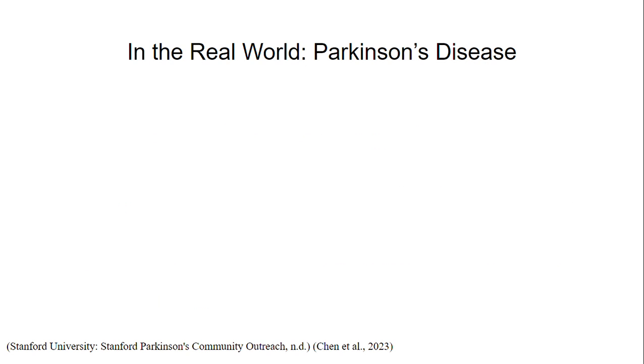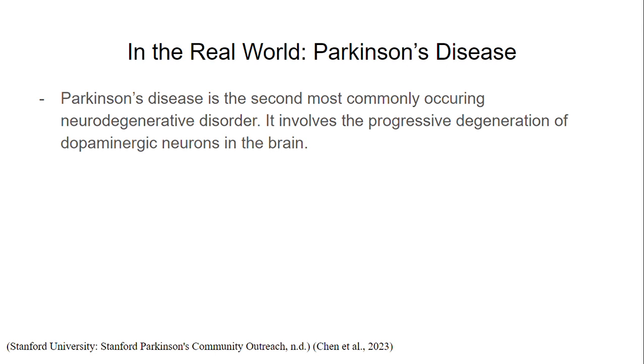The next real-world application of ion channels and neuronal communication is in Parkinson's disease. Parkinson's disease is the second most commonly occurring neurodegenerative disorder. This disorder involves the progressive degeneration of dopaminergic neurons in the brain, meaning that once degeneration starts, it is a progressive ongoing process. It cannot be reversed or cured at this point in time.